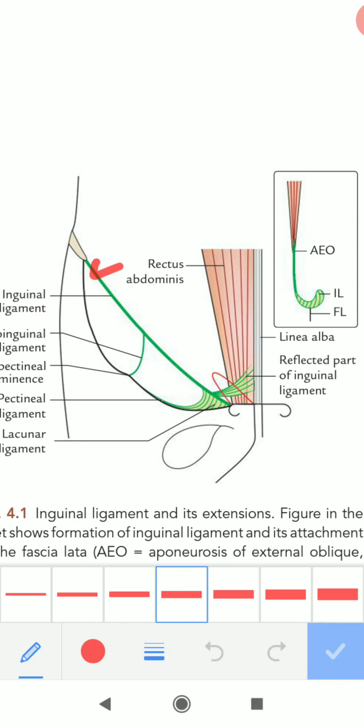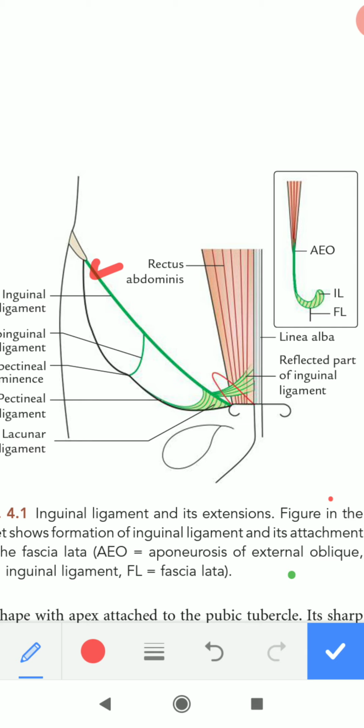So what is it? The inguinal ligament is a thick fibrous band which extends from the anterior superior iliac spine up to the pubic tubercle. It is a thick fibrous band extending from the anterior superior iliac spine up to the pubic tubercle, and it is formed by the lower free border of the external oblique aponeurosis.